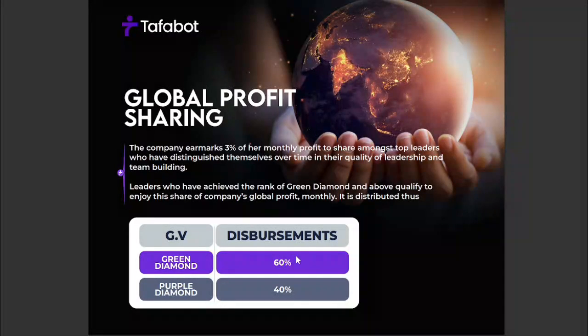Okay, green diamond is 60% of this 3% and purple diamond is 40% of this 3%. So that is how it works. That's the disbursement. That is how it is done. It is shared among top leaders, and it is those that have ranked green diamond and above that qualify to benefit from this monthly global profit. So guys, that is it about the Tafa platform.